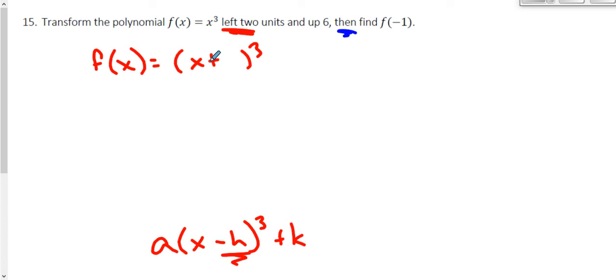We also need to go up 6. That's my k value at the end, so we're just going to add 6 to the end. So this is my transformed polynomial. It's been moved to the left 2 and up 6.